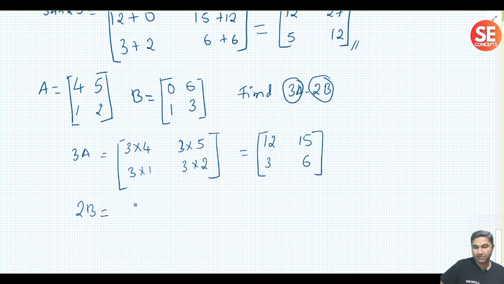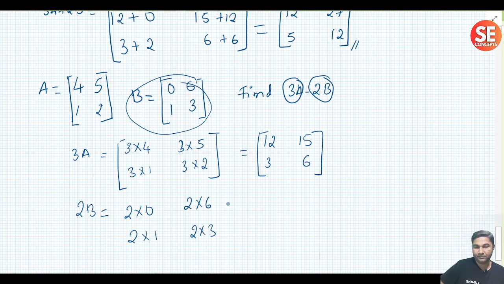Next, let us find 2B. 2B is similar. You just multiply this matrix B with 2. So 2 into 0, 2 into 6, 2 into 1, 2 into 3. So this will be 0, 12, 2, 6.